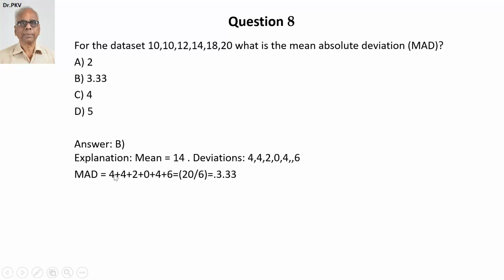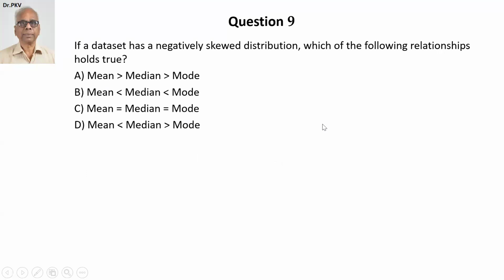Now you add all this: 4 plus 4 plus 2 plus 0 plus 4 plus 6. What do you get? You will get 20, isn't it? Divide this by 6. You get 3.33. And that is the answer. Therefore, choice B is the right one. Let me move to question number 9.